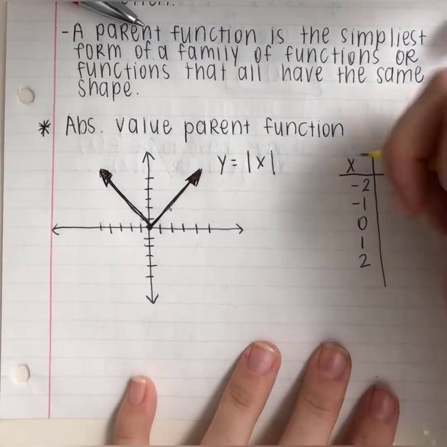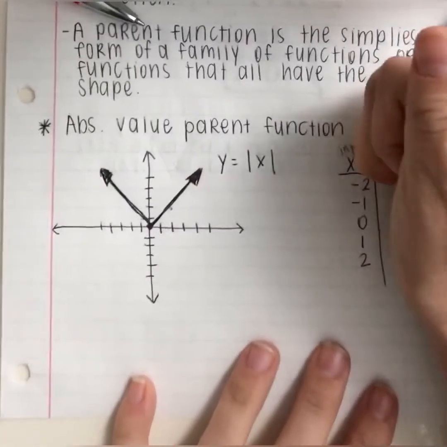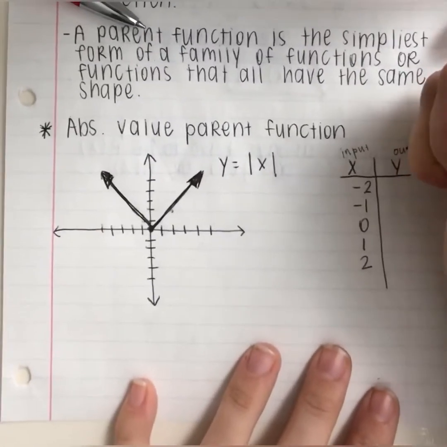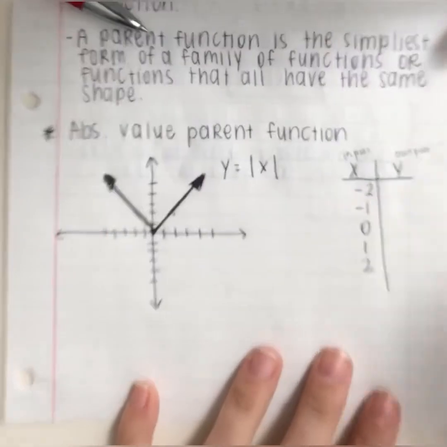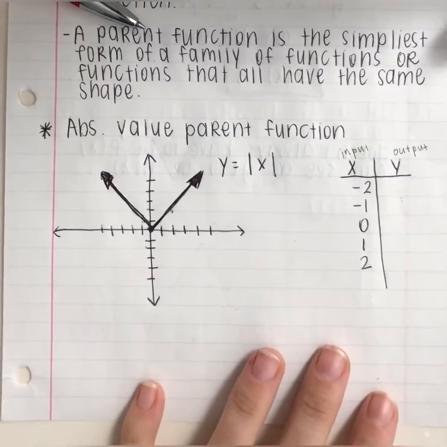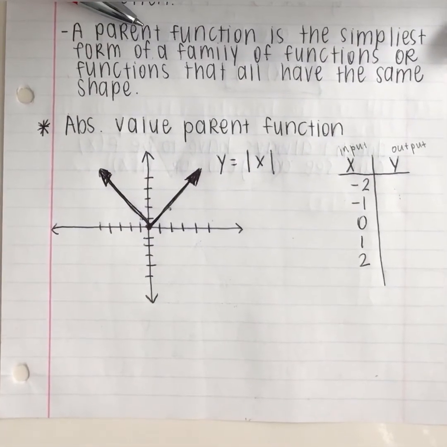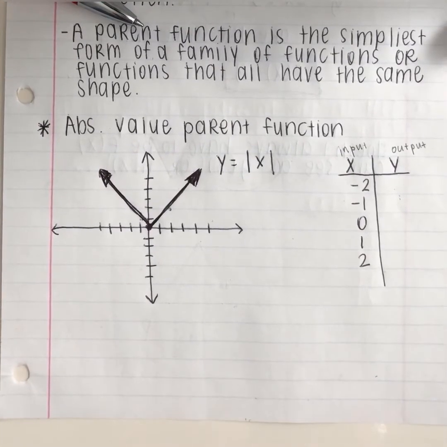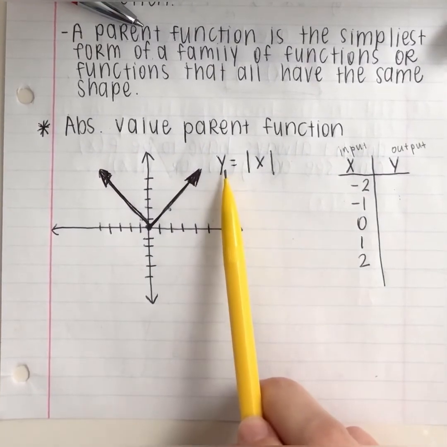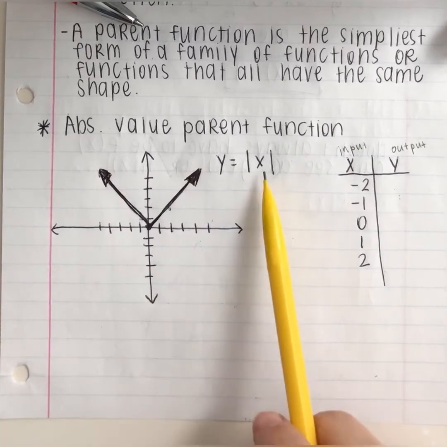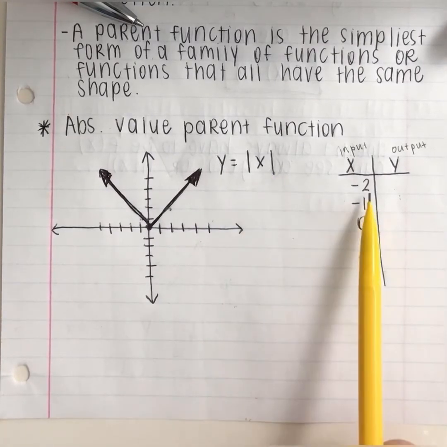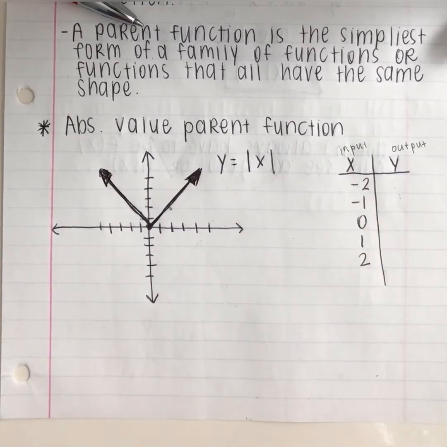So we'll label it. This is going to be our input. X is always your input. Y is always your output. Maybe y'all remember that from Algebra 1. Maybe not. All right, so if I took this equation, y equals the absolute value of x, and I looked at it when my x is equal to -2. We'll write it on here.